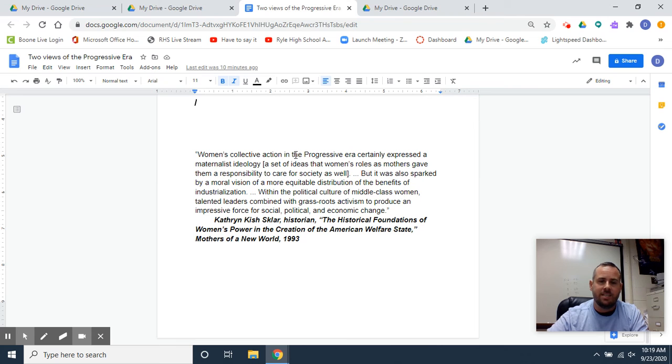She says, women's collective action in the progressive era certainly expressed a maternalist ideology, a set of ideas that women's roles as mothers gave them a responsibility to care for society as well. But it was also sparked by a moral vision of a more equitable distribution of the benefits of industrialization. Within the political culture of middle-class women, talented leaders combined with grassroots activism to produce an impressive force for social, political, and economic change.